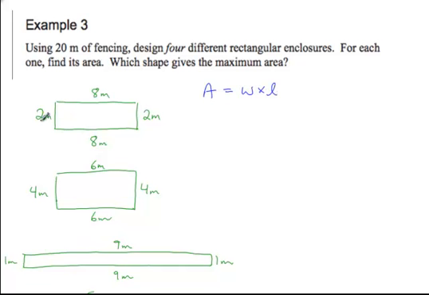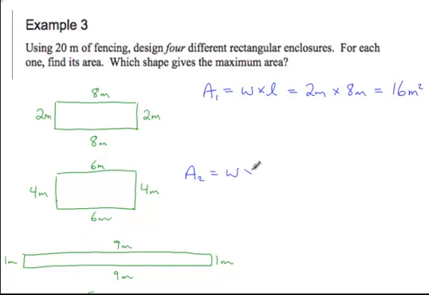So we're going to multiply 2 meters times 8 meters. And 2 times 8 is 16. And we're working with area, meters times meters. We have meters squared. Okay, so for the first one, the area of this first one, 16 meters squared. Alright, let's do the second one.